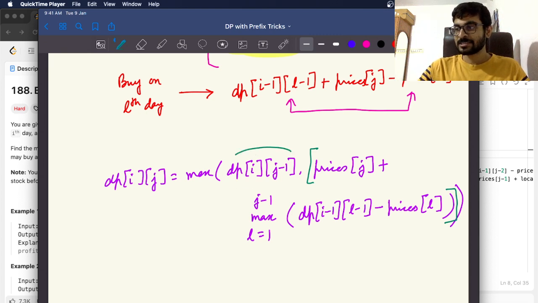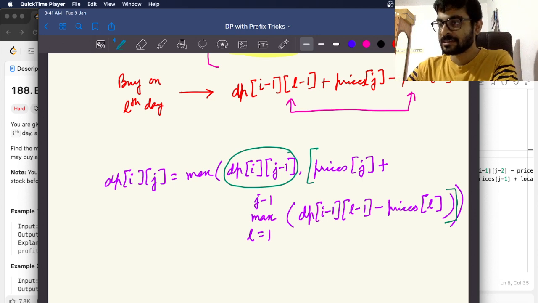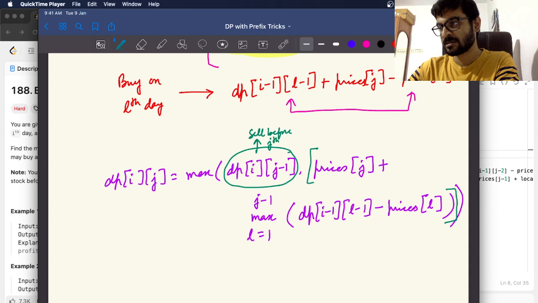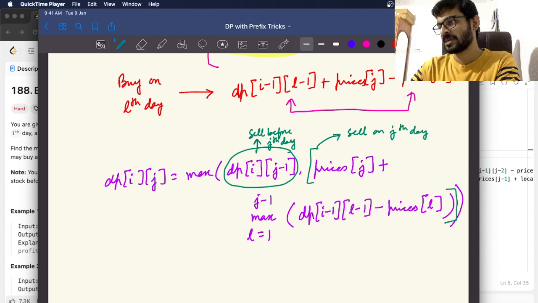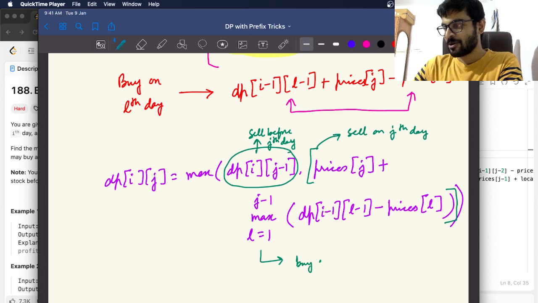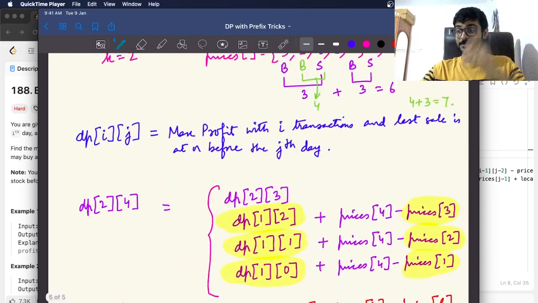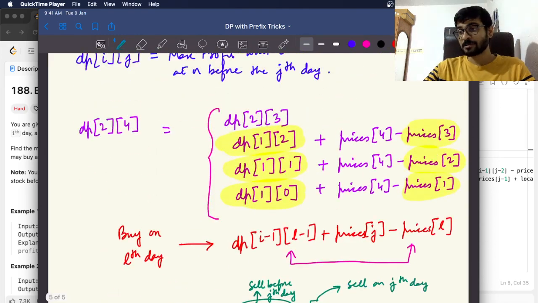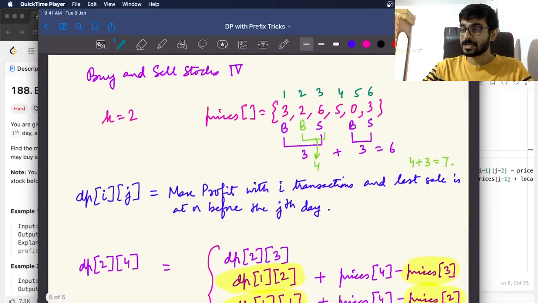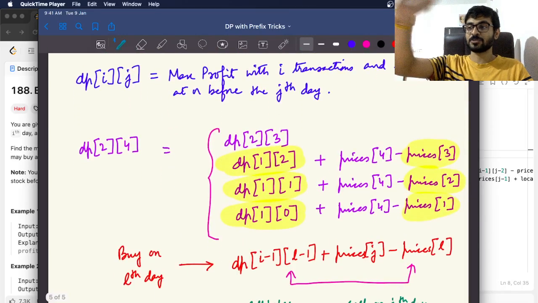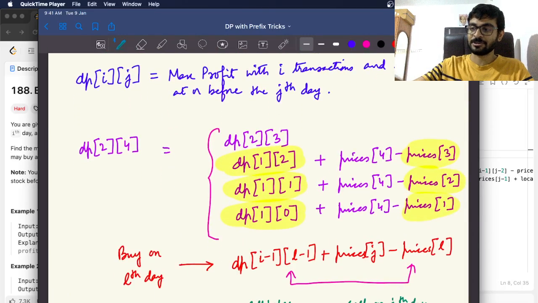So what is this? This is like sell before the jth day. This is sell before jth day. And this one is sell on jth day. And this one will tell you, okay, buy on lth day. That's it. So using this, you can solve the problem. You have basically reduced it. You have said, I'll solve it transaction by transaction. First transaction, one row. Second transaction, second row. Third transaction, third row. And so on.